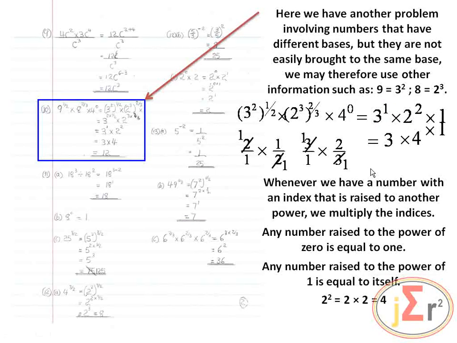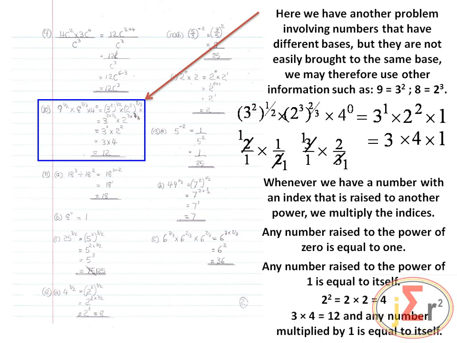Let us, for now, maintain that multiplication by 1 and finish up when we make use of it by saying 3 times 4 is equal to 12, and any number multiplied by 1 is equal to that same number. So we are saying 3 fours, 12. Also, 12 multiplied by 1 is equal to 12. As a matter of fact, any number multiplied by 1 is equal to that same number. There.